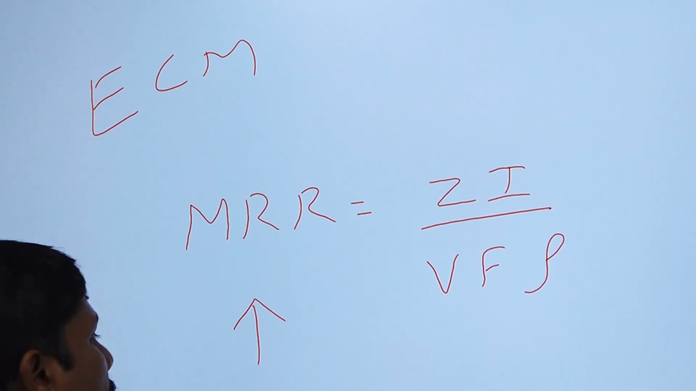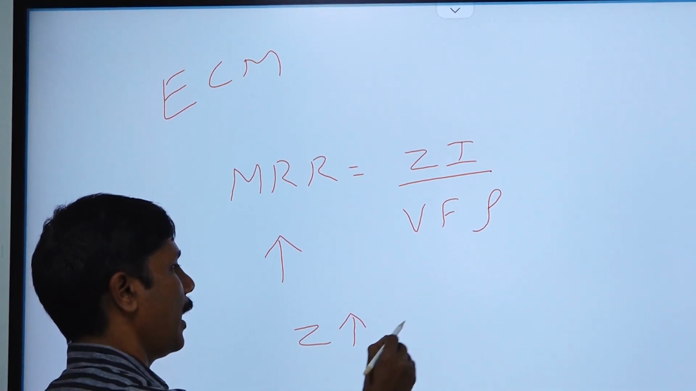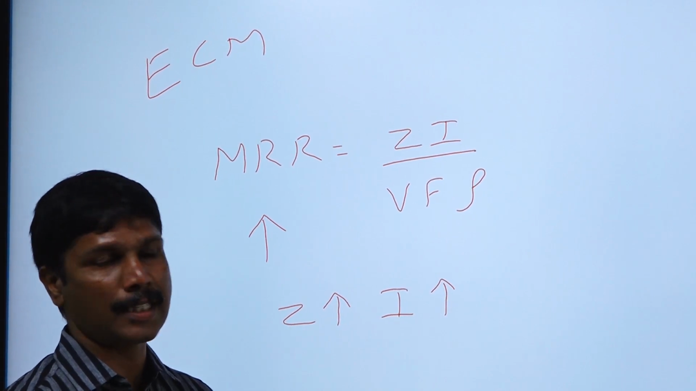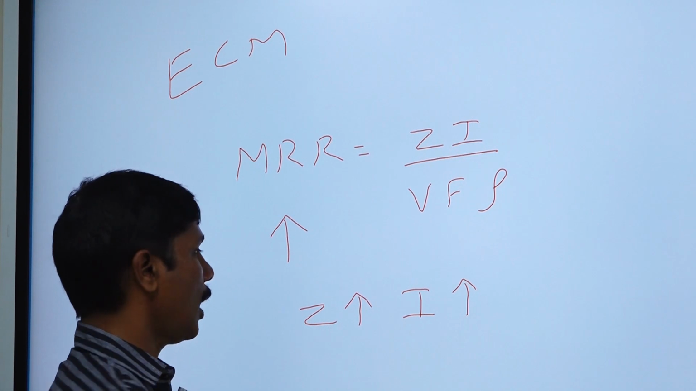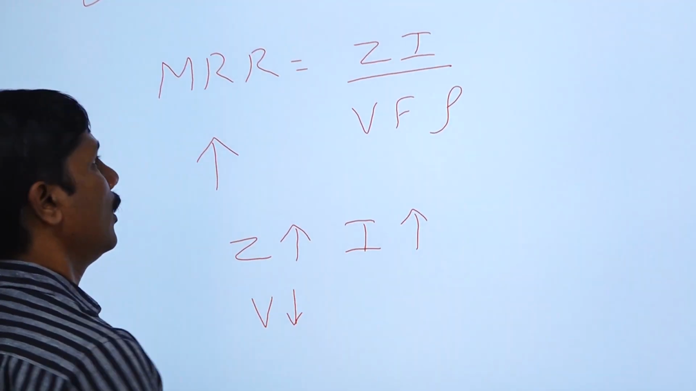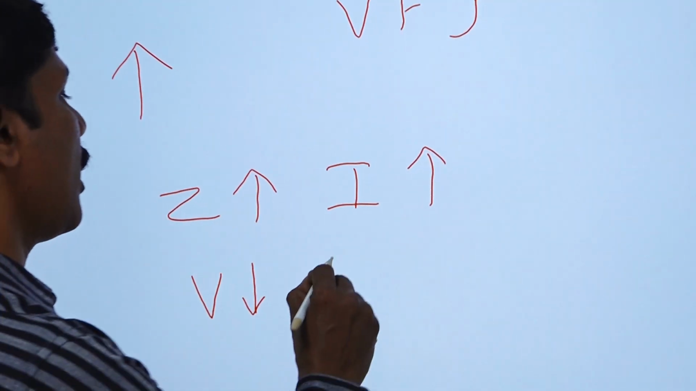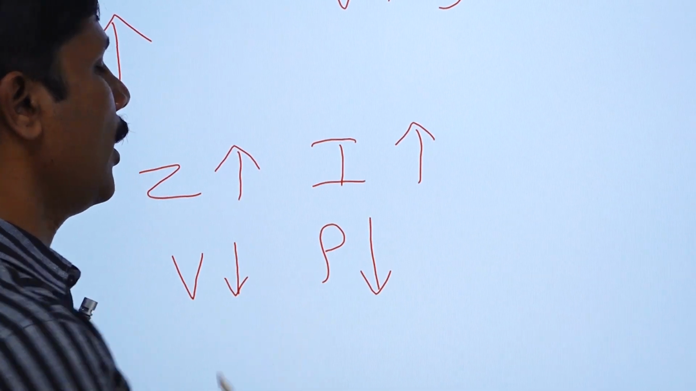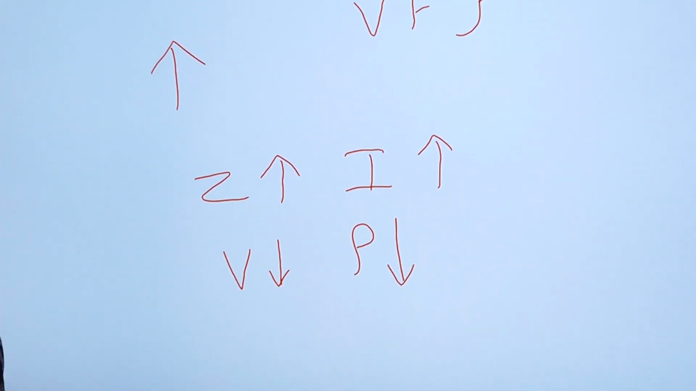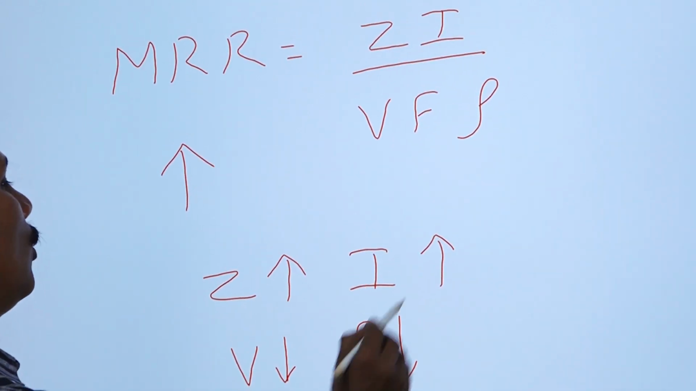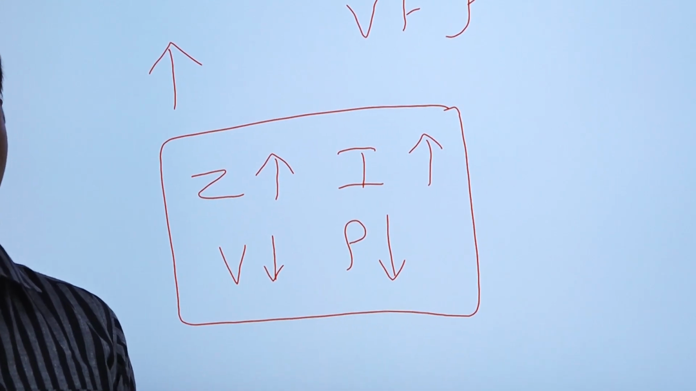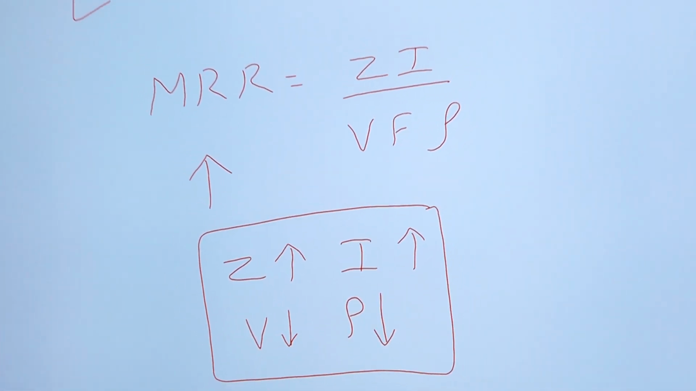To increase the MRR in electrochemical machining, what are the favorable factors? I want to increase this variable. My numerator will increase if atomic weight increases and current supplied increases. So when you increase atomic weight and current supplied, the MRR will increase. Otherwise we can reduce the valency, V is the valency, but Faraday constant is constant, or we can reduce the density. So these are the four possibilities to increase the MRR in electrochemical machining.